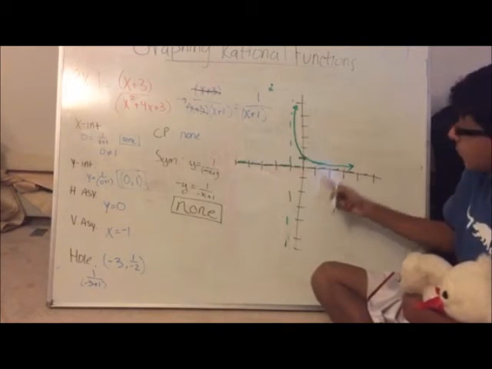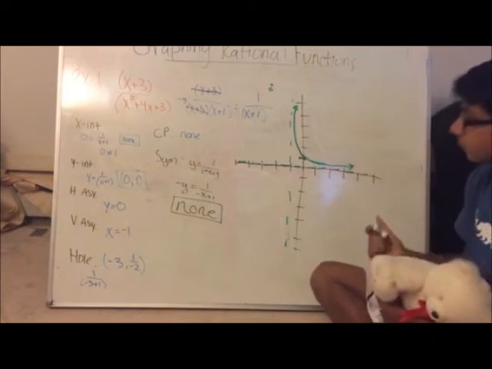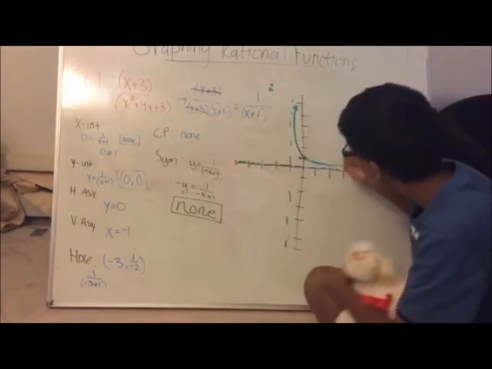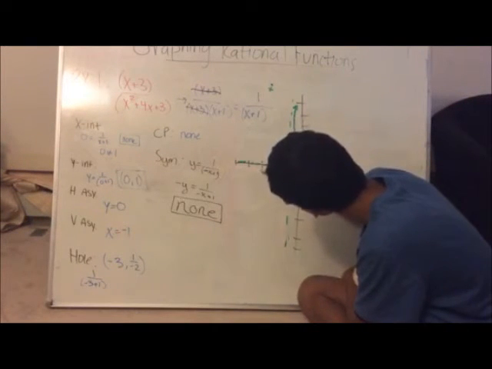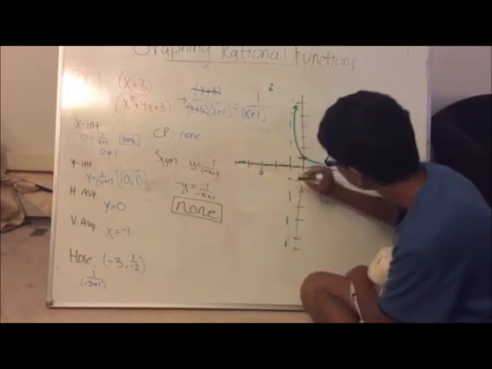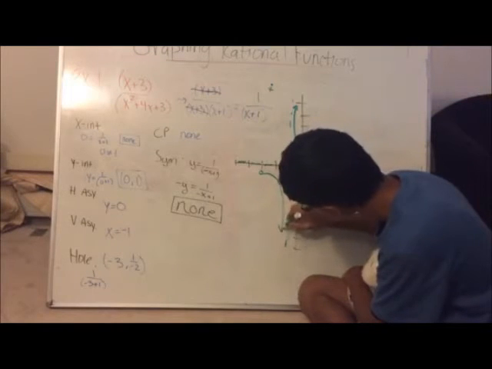Remember to label your asymptotes with dashed lines so they don't get confused with the solid line of your graph. Down here, to label the hole, is simply an open circle. So here it is at negative 3, negative 1/2. And the graph will approach both asymptotes.